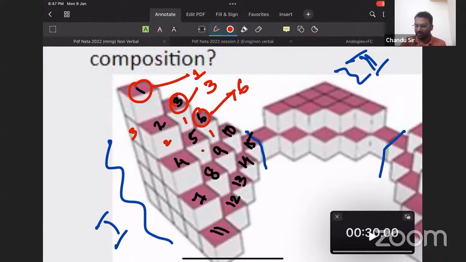This is cube number 1, 2, 3. And 3 more cubes are hiding over here. In that way, 6. Okay. In this way, we can easily find the hidden cubes. So 10 taken outside, 15 taken outside.